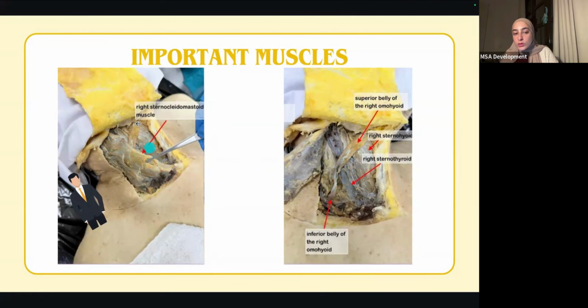And when it was closed, you can only see the superior belly. You can't see the inferior belly because it's closing it, and you can't really see it. This is the sternothyroid. It goes from the sternum, this is the sternum here, to the thyroid cartilage. And this is the sternohyoid. It's going from the sternum to the hyoid. Where's the hyoid? This here is the hyoid bone, and this is why it's called that.